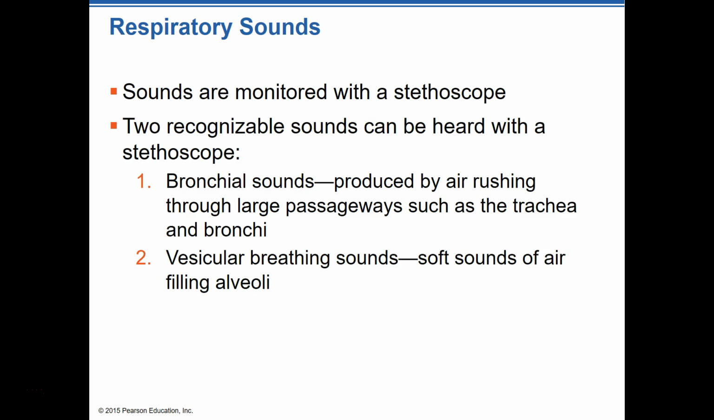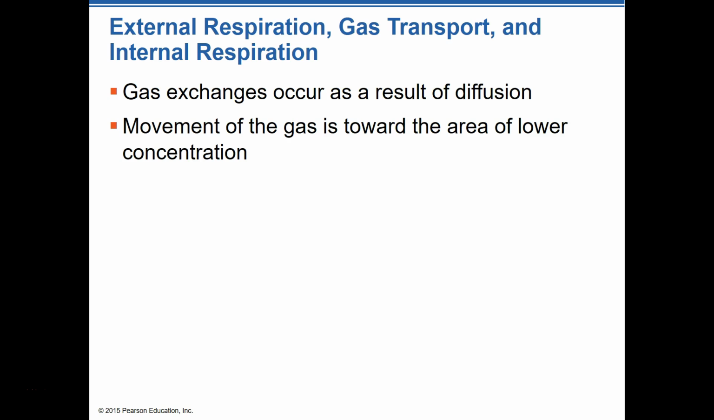All right? So we can listen to lung sounds with the stethoscope, which is pretty handy. Tell us about what's going on in there. And there's a couple of sounds that we can hear with the stethoscope. The first is bronchial sounds, and that's caused by air rushing through the large air passageways such as the trachea and the bronchi. And then we can hear vesicular sounds. Those are the soft air sounds, or the sounds of filling the alveoli. Both of those sounds are important, and which one's important will vary depending on what we're looking for, the disease process or something like that. So both of those can be important for us to listen to.